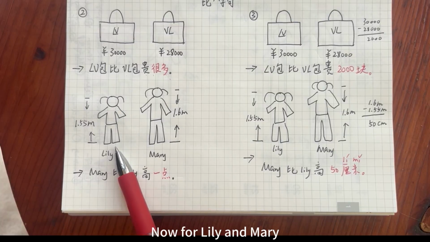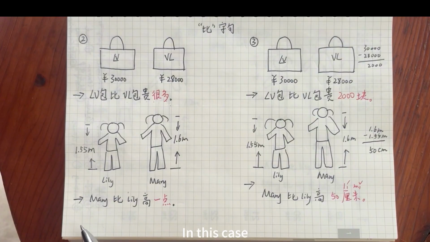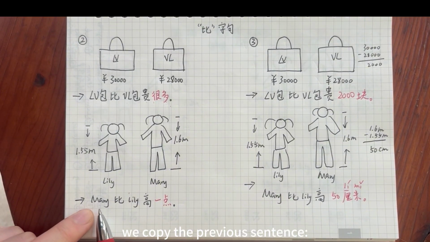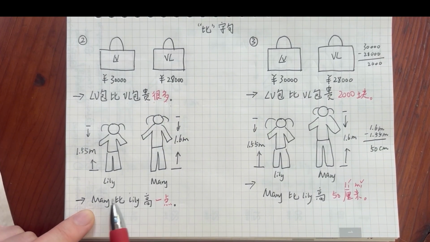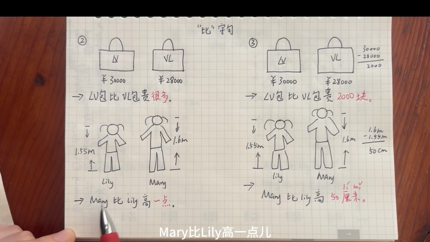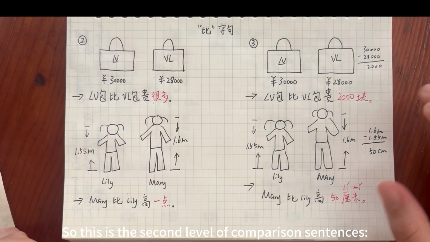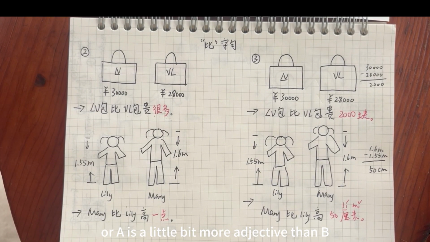Second situation. So between Lily and Mary, there's no huge difference regarding to the height. So in this case, it's just a little bit. A little bit in Chinese is 一点. Again, we copy the previous sentence. Mary 比 Lily 高. Mary is taller than Lily. So in this case, we put 一点 after 高. Mary 比 Lily 高一点. So now, this is a second level of comparison sentence when you would like to express A is much more adjective than B, or A is a little bit more adjective than B.